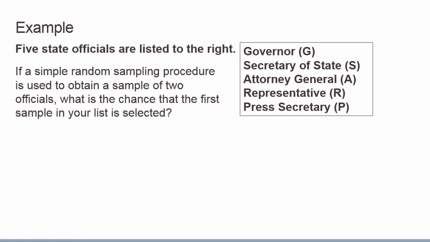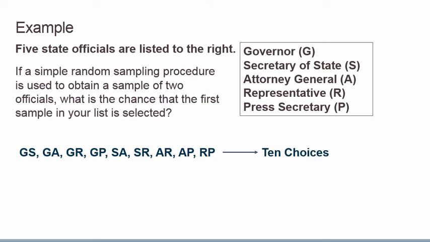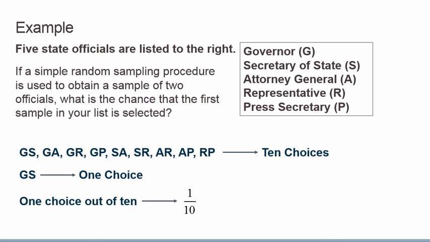In this example, we're still going to use the same 5 state officials. If a simple random sampling procedure is used to obtain a sample of 2 officials, what is the chance that the first sample in your list is selected? Just to recap, here's the list we made in the previous example of our 10 choices. The first one on our list is the Governor and Secretary of State, and that's just one choice. So I have a 1 in 10 chance of choosing the Governor and Secretary of State out of my 10 possible choices.